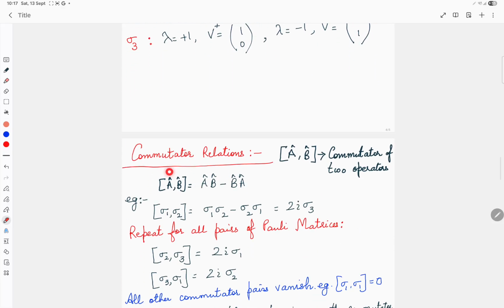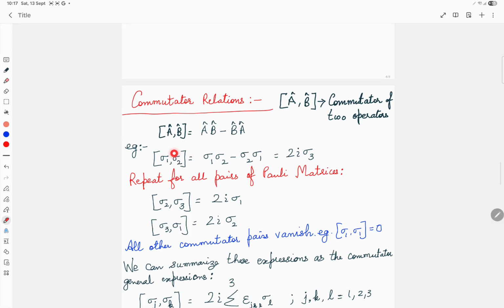Now there is an important relation, the commutator relation, we have to establish. What is a commutator? The commutator between two operators is represented by this square bracket. Let us say there are two operators A and B. The commutator between A and B is given by AB minus BA.